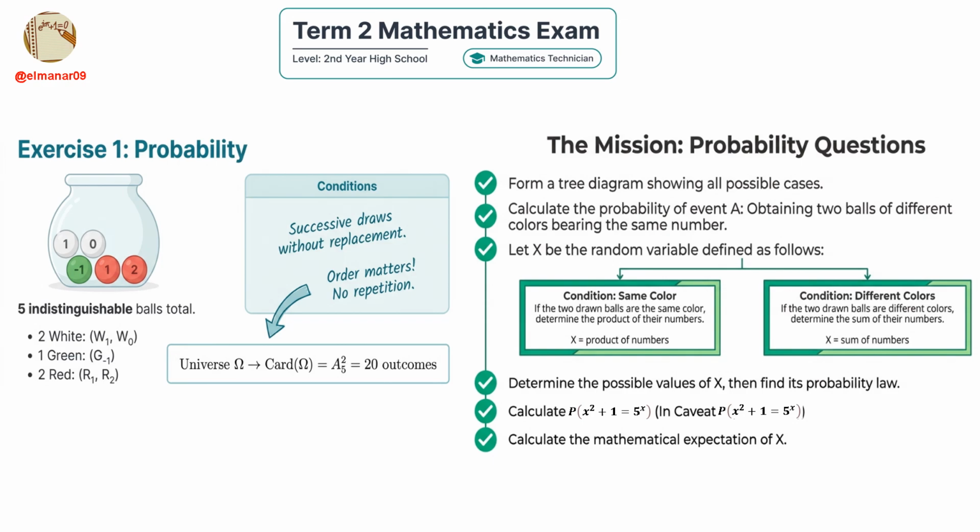Random variable x, this is where the exercise becomes truly elegant. Look at this diagram with the 2 arrows. The definition of x depends on the color. If the balls are the same color, x is the product of their numbers. If the balls are different colors, x is the sum of their numbers. It's brilliant, isn't it? It forces us to clearly separate our cases.